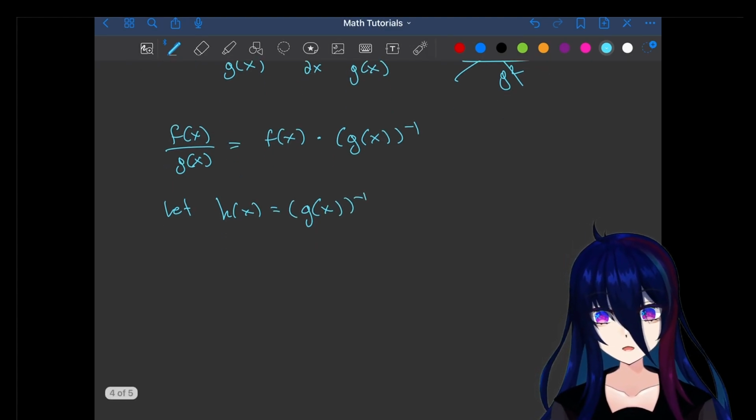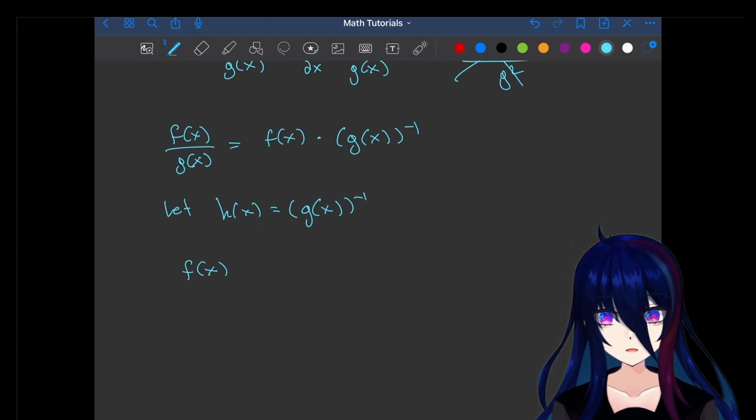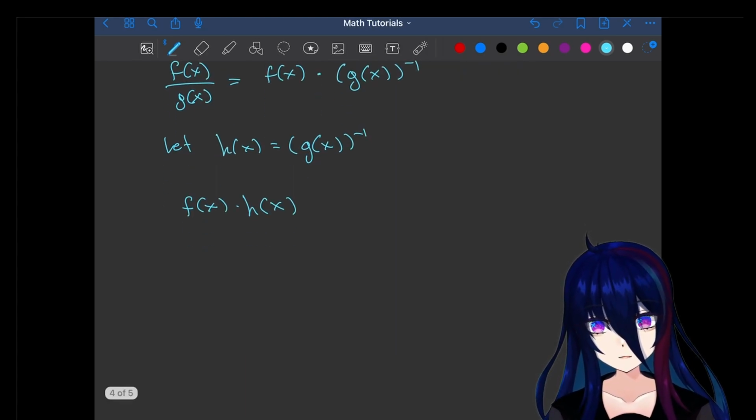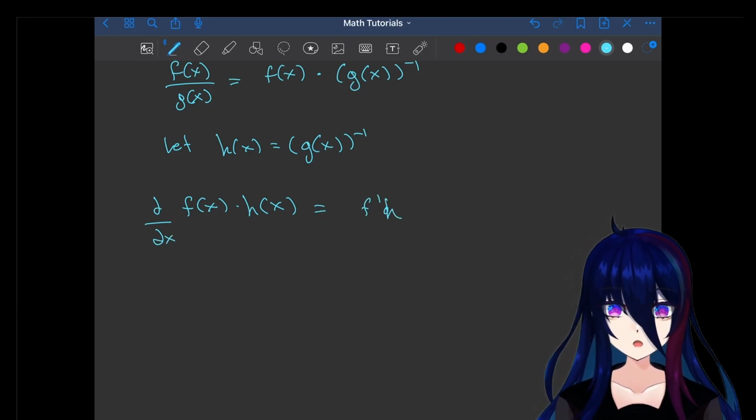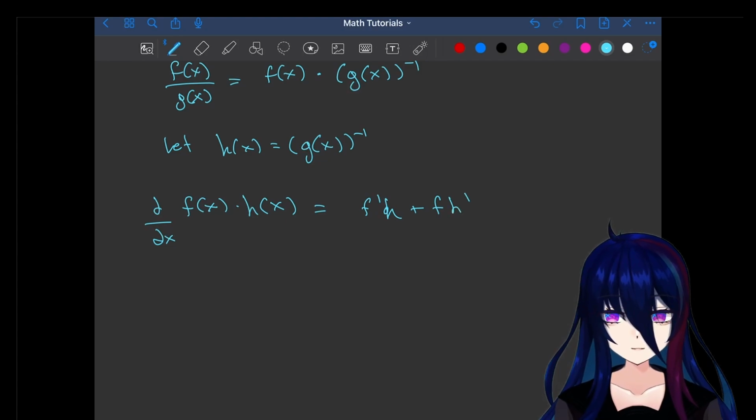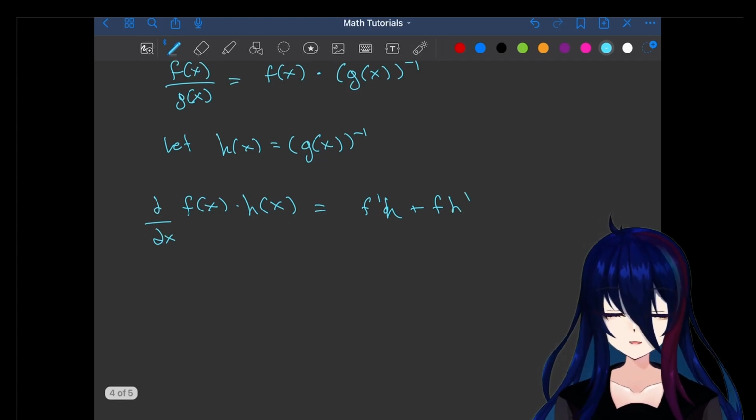So if we were to take the derivative of our new function f of x times h of x, well, this is just a product rule. So we get f prime times h plus f times h prime. Much cleaner to look at, much simpler to work with.